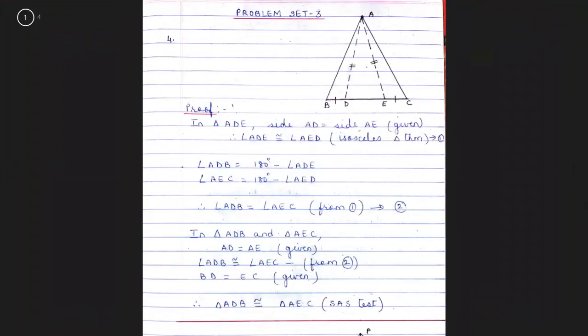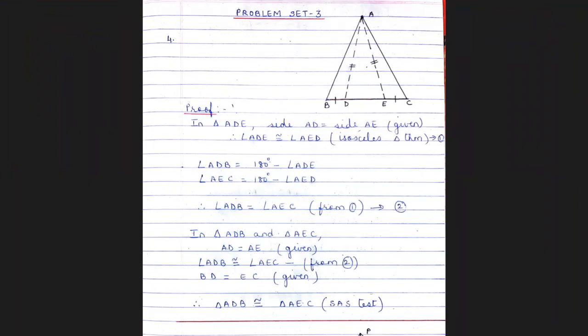I've solved it here. Question number 4. So in triangle ADE, you have side AD congruent to side AE. Therefore, angle ADE is congruent to angle AED by the isosceles triangle theorem. Angle ADB is equal to 180 minus angle ADE. Similarly, angle AEC is 180 minus angle AED. Now, since these two angles are congruent, if I subtract them from 180, my answers should be the same.